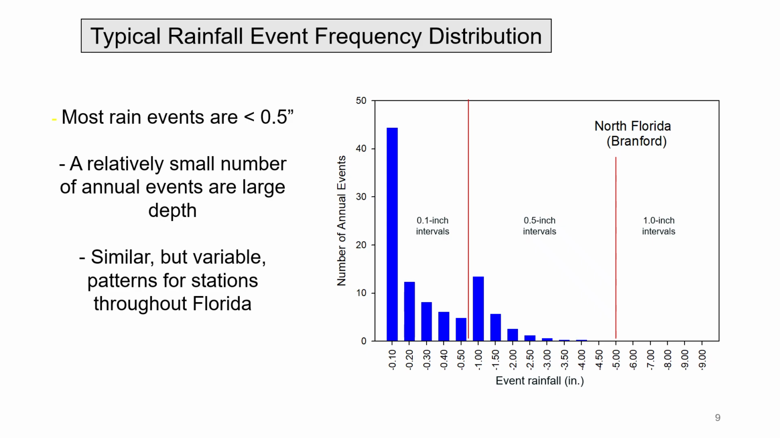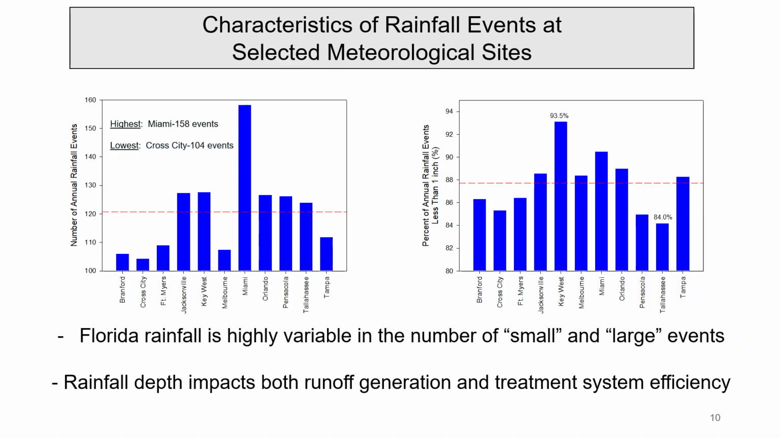This understanding is critical for water management, as it indicates that a large fraction of the annual runoff can be effectively managed by focusing on these lower rainfall volumes. This approach contrasts with the strategies used for larger rainfall events, which typically focus on managing high runoff rates for flood control. We're examining the characteristics of rainfall events at selected meteorological sites across Florida.